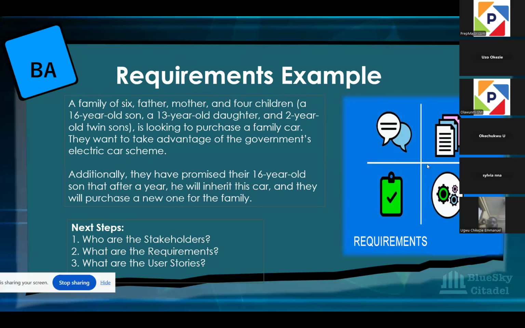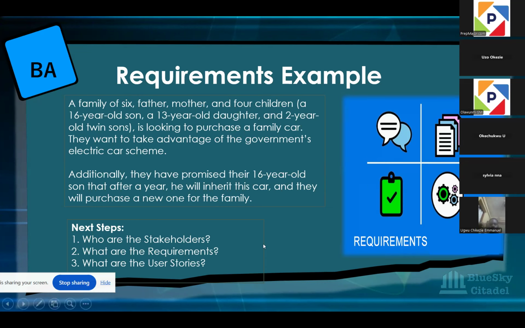So this is where participation would be good if you guys want to participate. This is just a very quick example of an everyday scenario. A family of 6: father, mother, 4 children. There are different children: a 16-year-old son, a 13-year-old daughter, and 2-year-old twins. They want to purchase a car. They want to take advantage of the government's electric car scheme. And they've also promised their 16-year-old child that after a year, he can use that car. They will get another car.